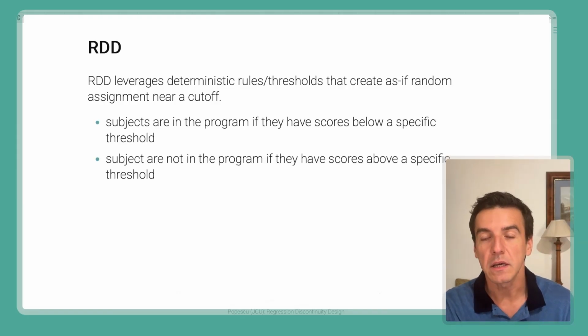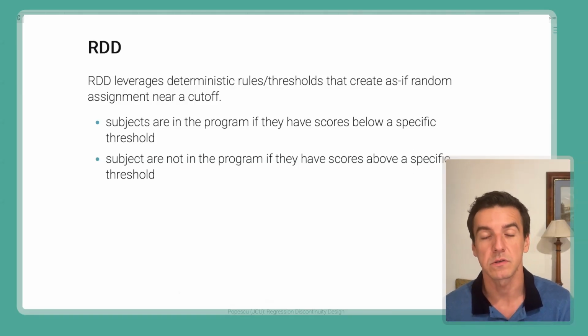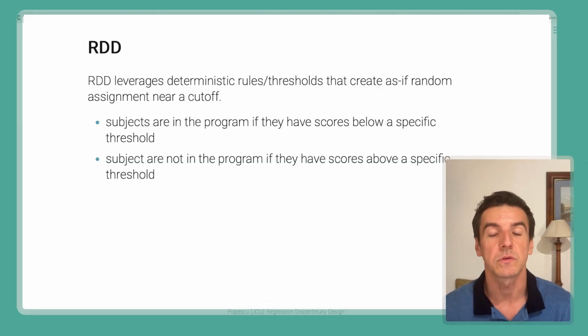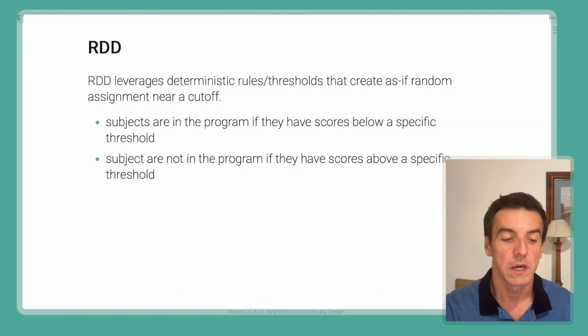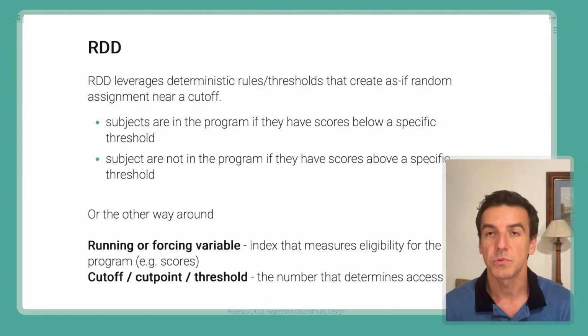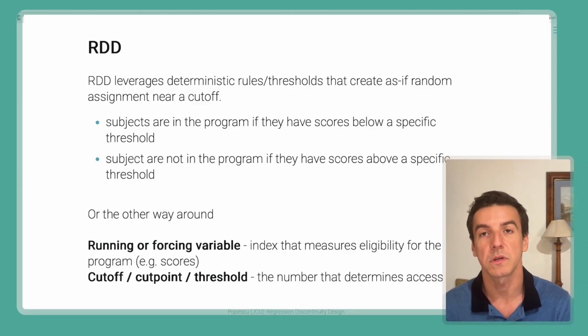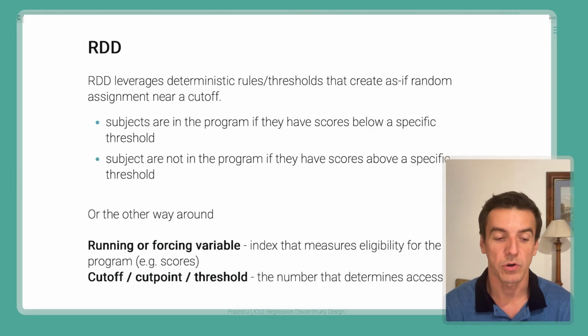Specifically, if we think about some individuals, there might be some subjects that are in the program if they have scores below a certain threshold, and they will be exposed to that program, and people who have above a specific score will not be involved in the program. Another way to think about this is to think of the eligibility mechanism as a running or forcing variable. There's a specific score that determines whether a person gets selected into the program or not.